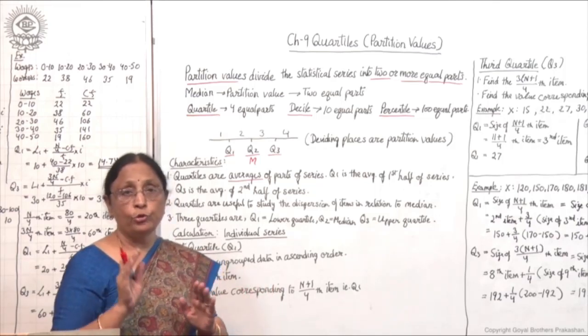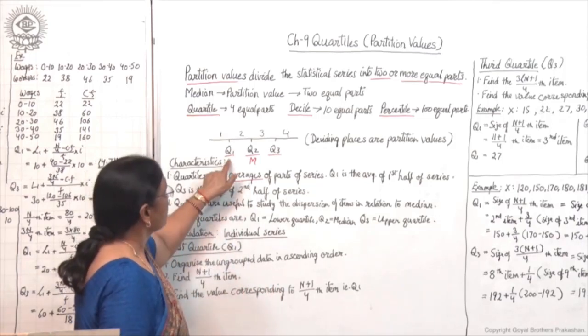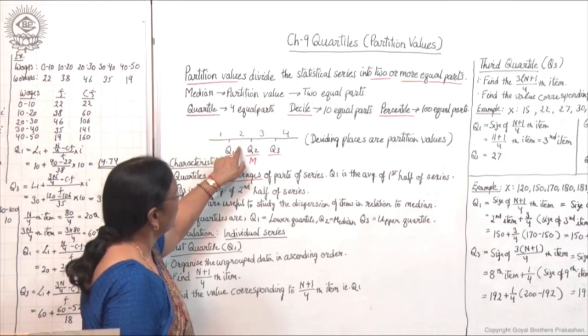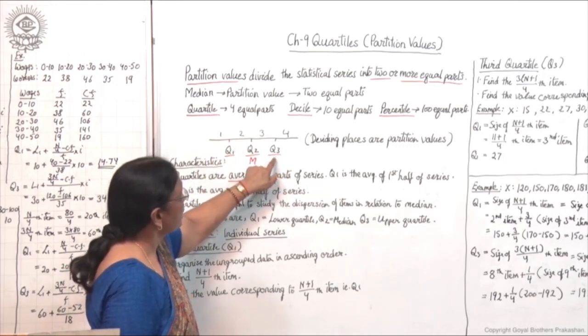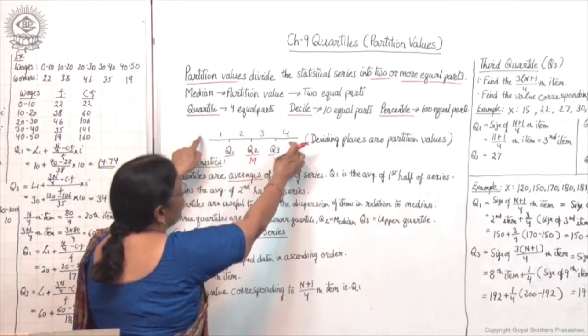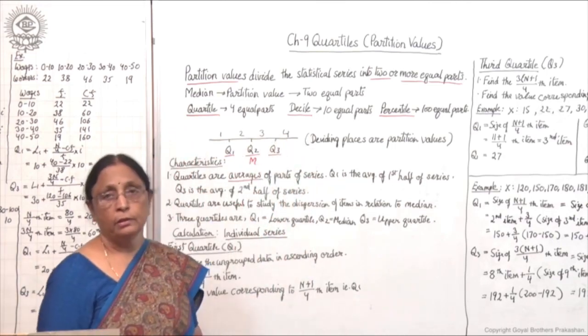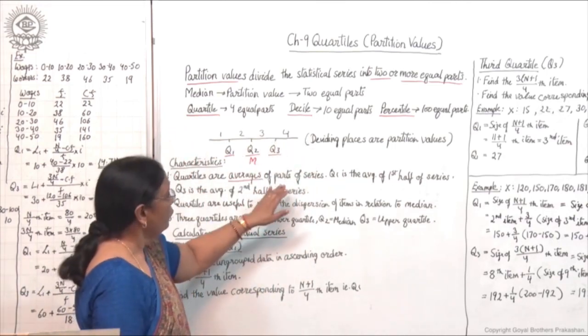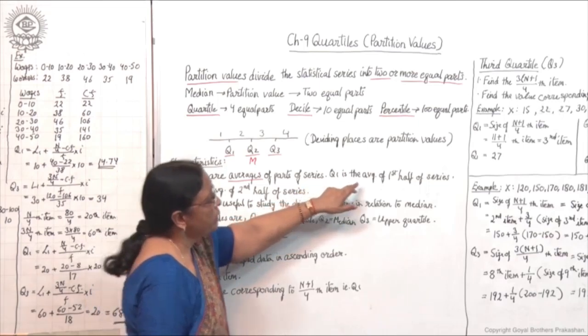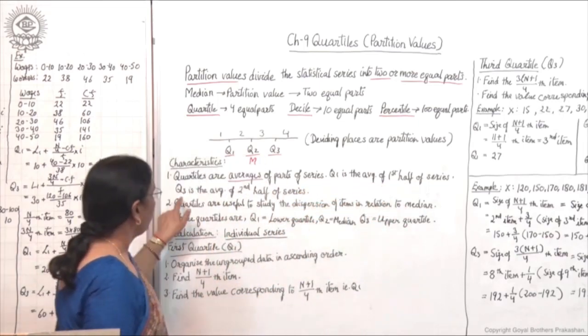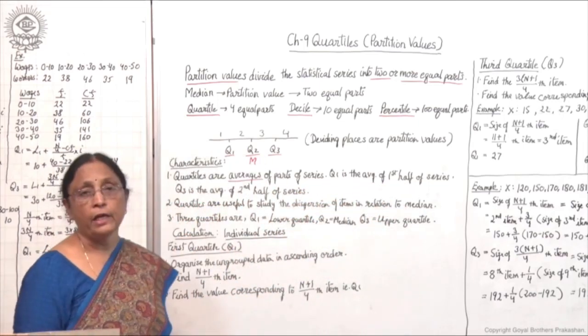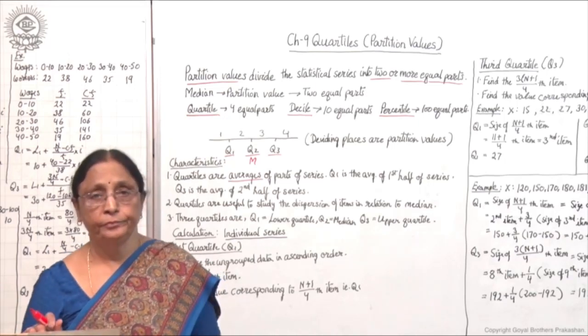So you have divided the series into 2 parts. This is the average of one part and this is the average of the second part, and Q2 is the average of the whole series. Q1 is the average of the first half of the series and Q3 is the average of the second half of the series.